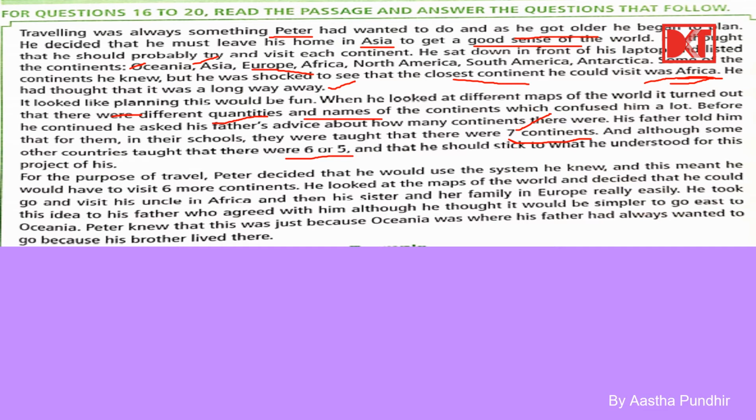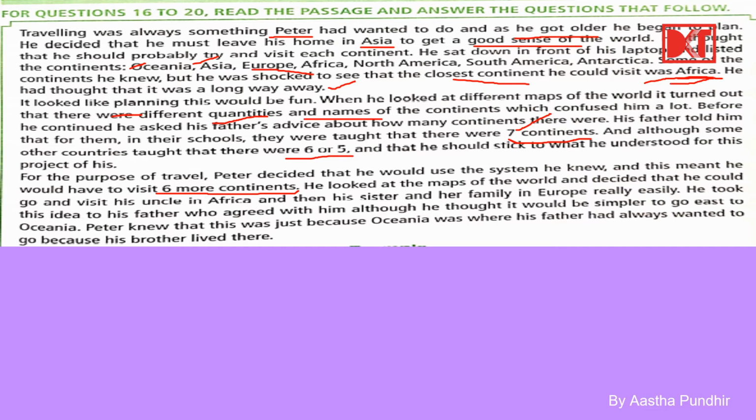Now, for the purpose of his travel, Peter decided that he would use the system he knew. उसने decide किया जो system मुझे आता है ना मैं वही use करूँगा. And this meant he would have to visit 6 more continents. So accordingly, उसकी system के हिसाब से उसे 6 और continents visit करने होंगे.